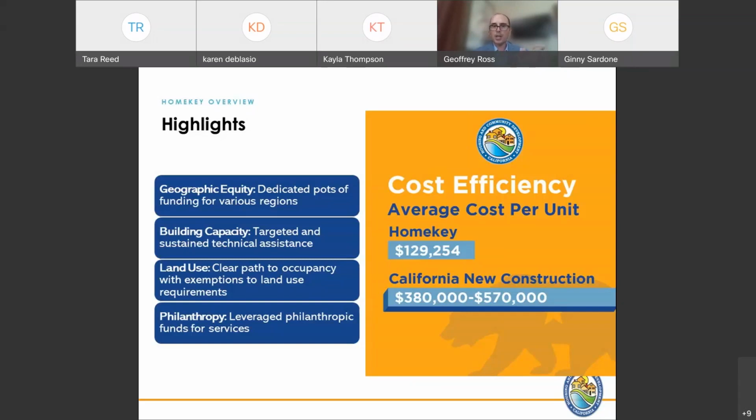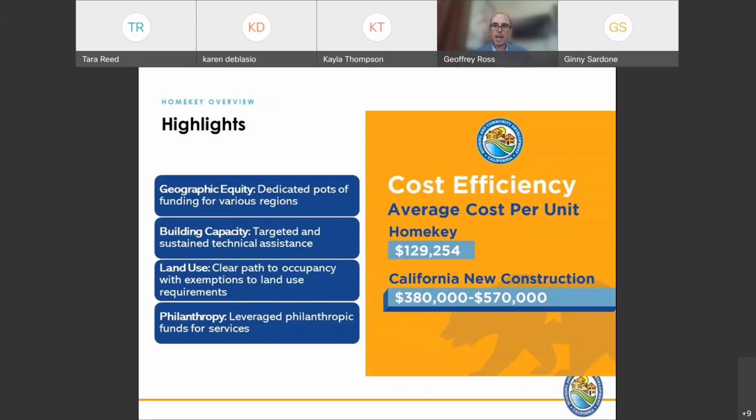Our average cost per unit for Homekey, and there was a match component in general for this as well, the average Homekey cost was $129,000. That $129,000, we had a 1-for-1 match requirement from our partners. That meant generally on average, every unit also had $29,000 worth of match coming from our local partners. So all said and done, about $160,000 a unit to construct.